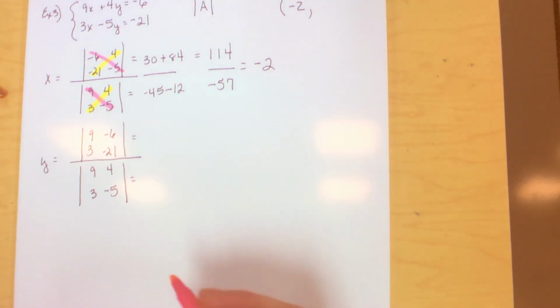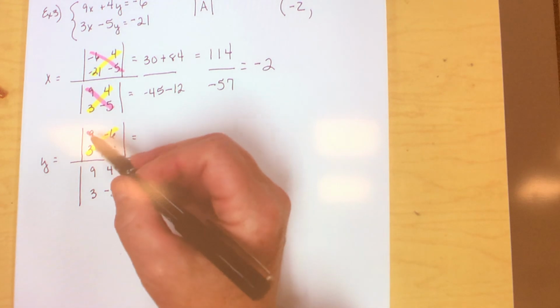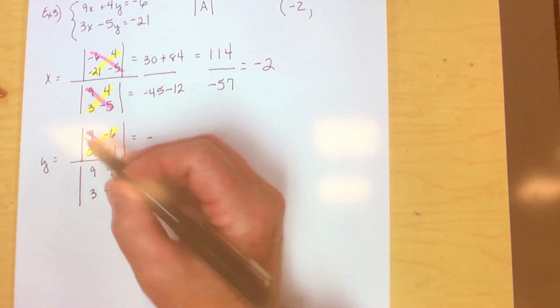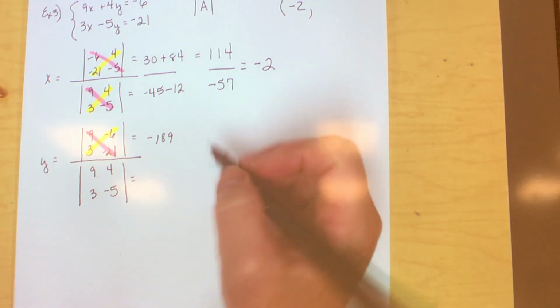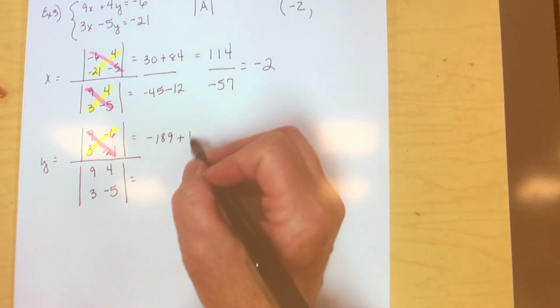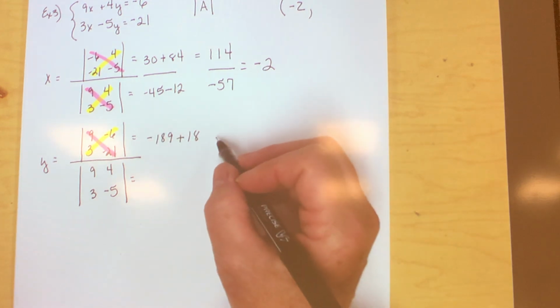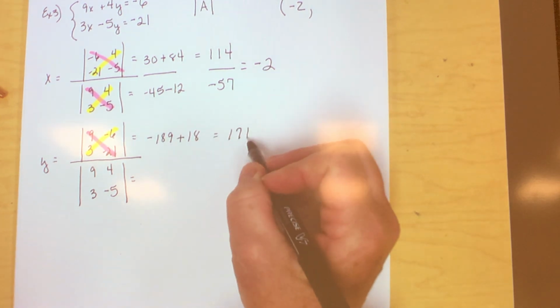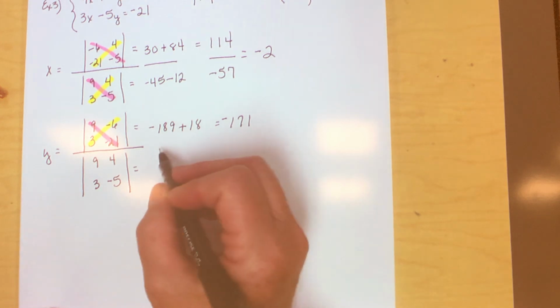Alright? So we're going to do the same thing. Down minus up. So, let's see, 9 times 21. First of all, it's negative. 9 times 1 is 9, and 9 times 2 is 18. 189, people. Minus a -18 makes it plus 18. Okay? So these are unlike signs, so I'll subtract them and take the sign of the larger, -171. Are you with me? Okay, so let's do the bottom part.